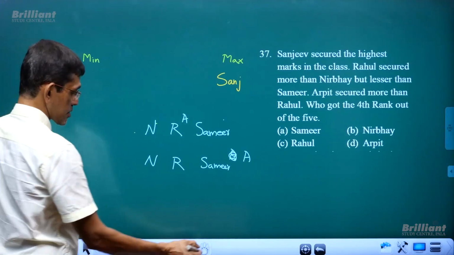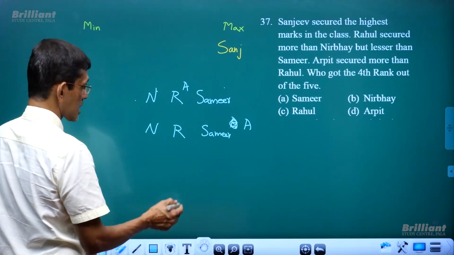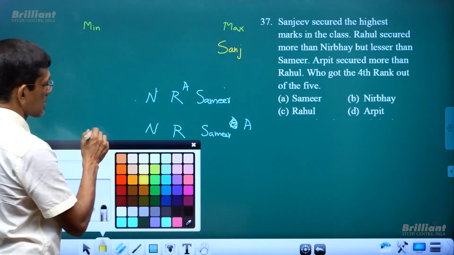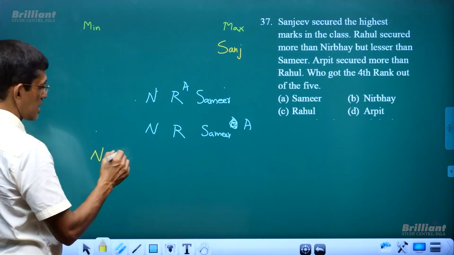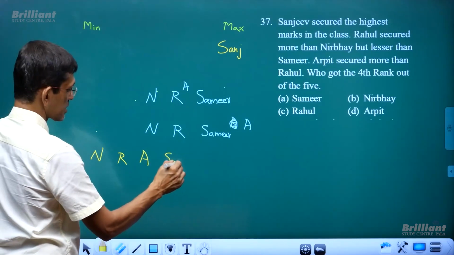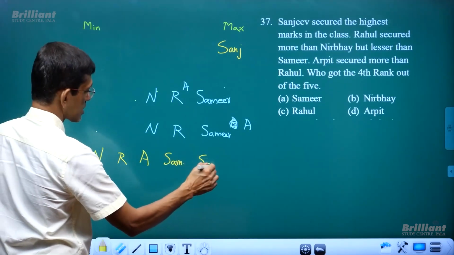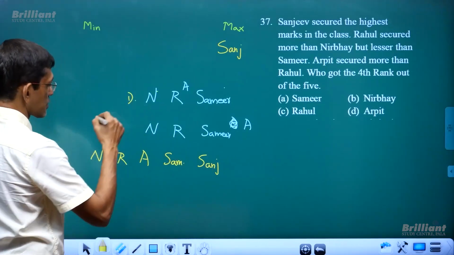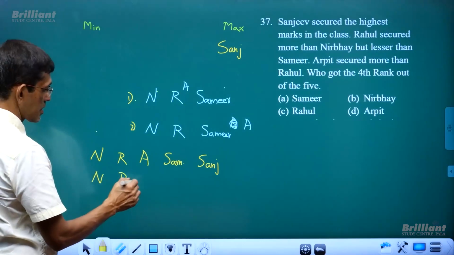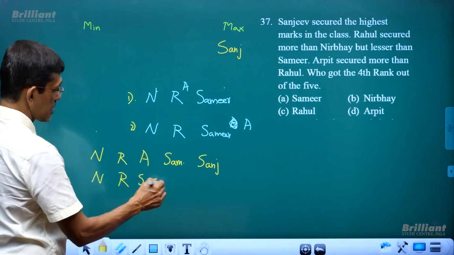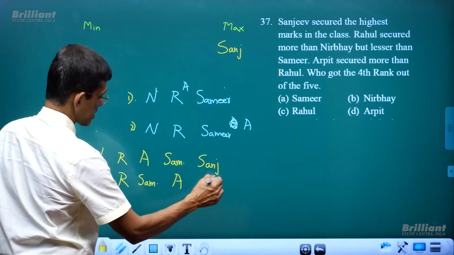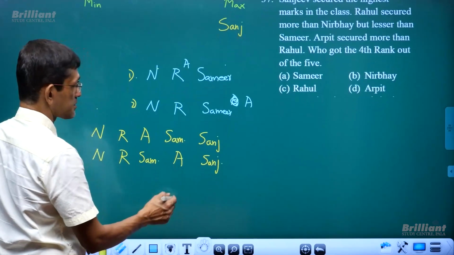Right? So ultimately, what is the exact arrangement? The arrangement that we get from here: N, R, A, then Samir and Sanjeev. That's one of the arrangements. Second arrangement: N, R, then we have Samir, then we have Arpit, then Sanjeev. Ultimately, there are two arrangements possible here.